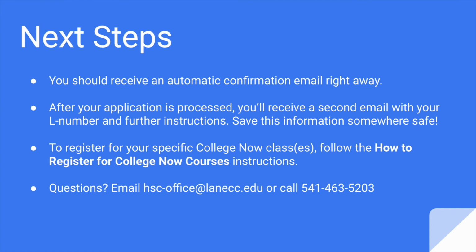So you should receive an automatic confirmation email right away. And then after your application is processed, you'll receive a second email, and that's the one that will have your L number, which is your student ID number for Lane, and some further instructions. So please make sure to save your L number and password somewhere safe. And just as a heads up, we are seeing some delays, so it may be 1 to 2 business days before you receive your L number.